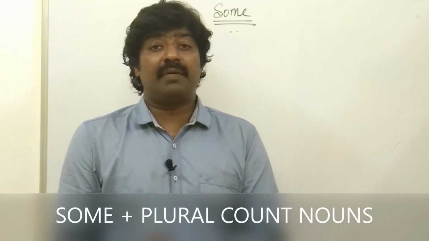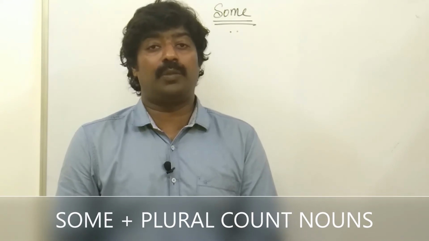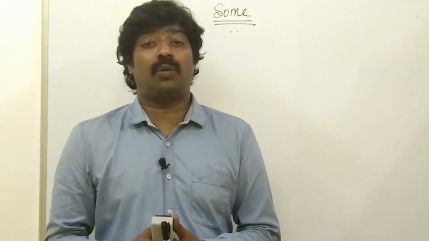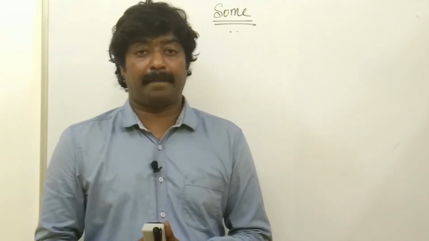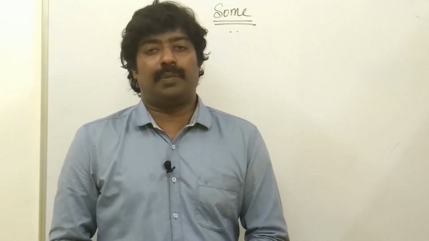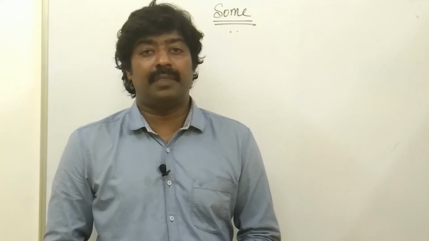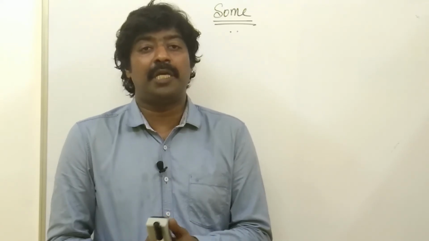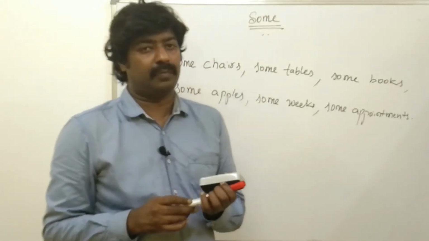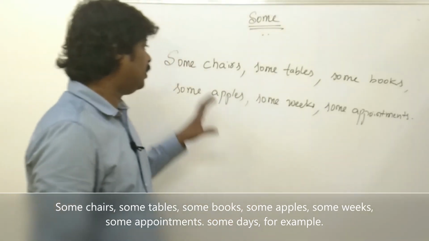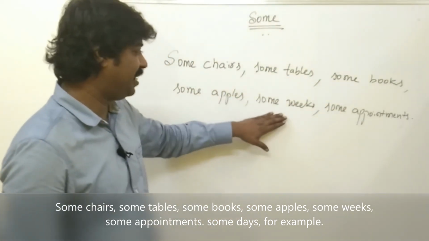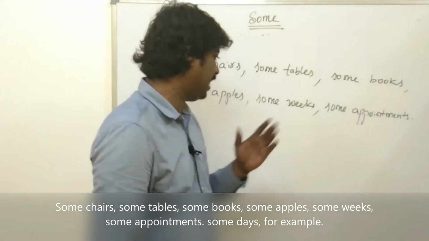The quantifier some can be used with both plural countable and uncountable nouns. We can use it when talking about a limited quantity of something. So when we have a plural countable noun, we use the word some. We use the word some if you're not being specific or if you're not sure about the exact quantity of the items you're talking about. Some chairs, some tables, some books, some apples, some weeks, some appointments, some days, and so on.